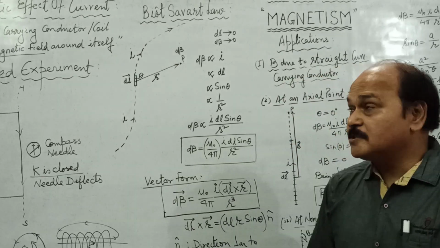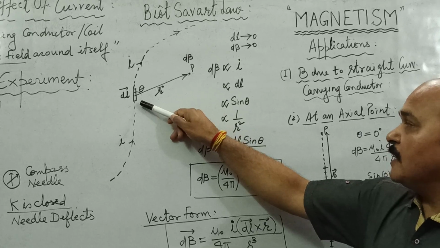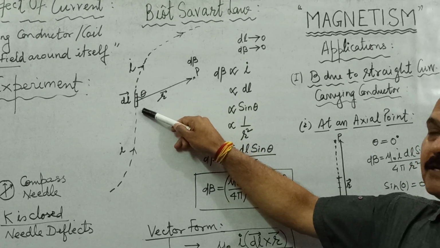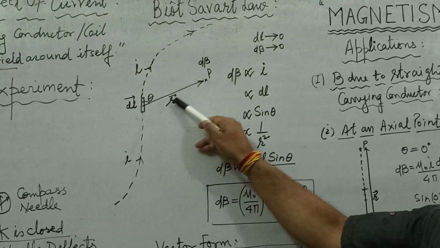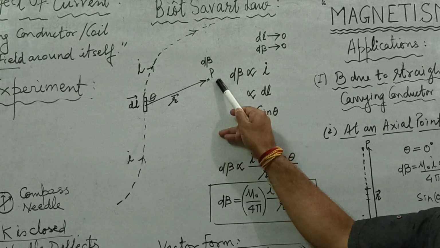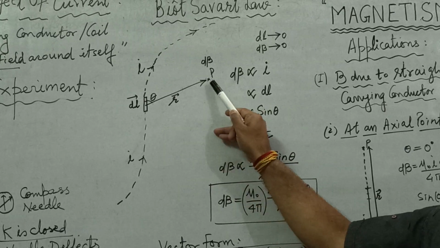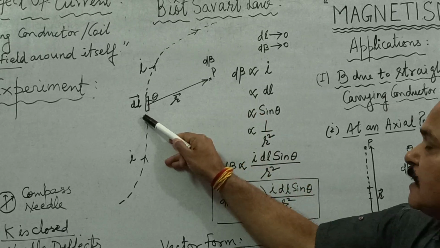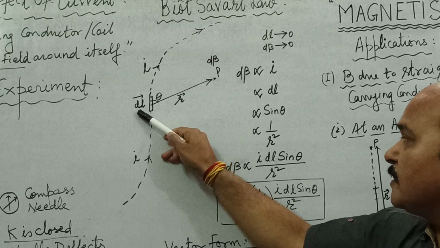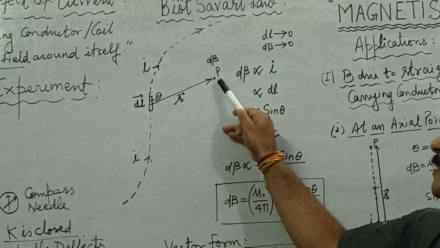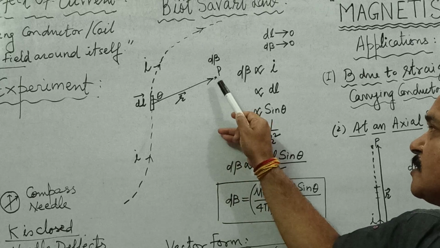Well, what is the Biot-Savart law? Let us see. This is a very small current carrying element dl. It is so small that it tends to 0. And at a distance r from it, we have this point P. This r vector is in fact the position vector of point P. The current carrying element, which is straight and very small, is a vector quantity. The position vector of point P is also a vector quantity, and the angle between these two vectors is theta.